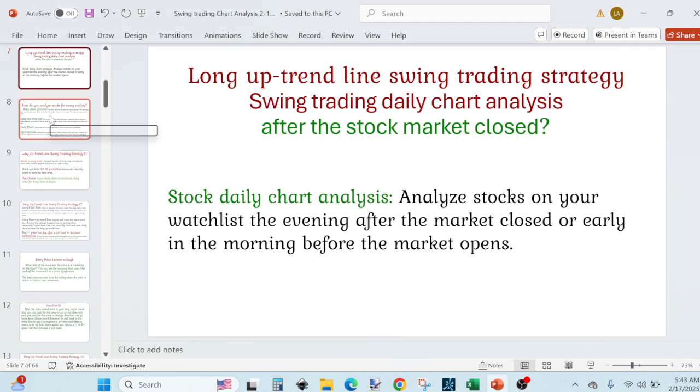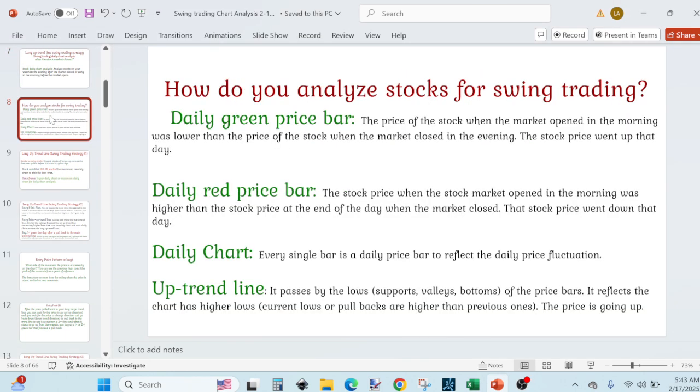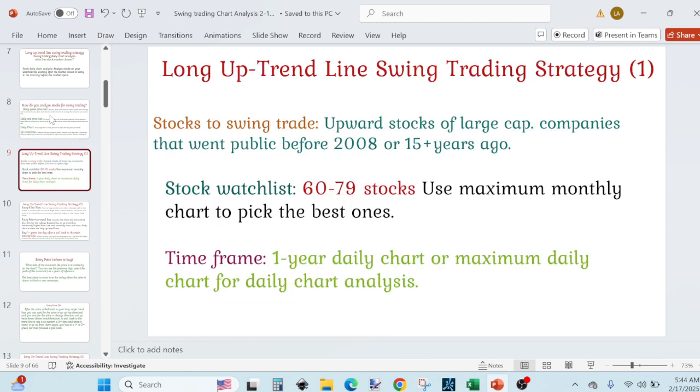And if we go to the strategy we are using, you are analyzing the chart after the market close or early in the morning before the market open. And it's good to have a watch list of stocks. That's your library of stocks that you like to trade, and just trade from it. You handpick those stocks, and we have videos on how you can create your own stock watch list.